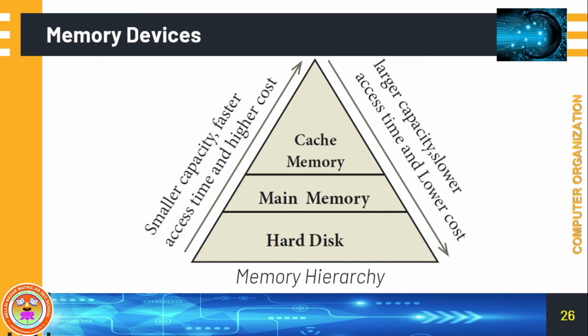Smaller capacity, faster access time, and higher cost means, starting from the hard disk, the next one is main memory and then cache memory. The next one, larger capacity, slower access time, and lower cost, you can follow from cache memory, main memory, and hard disk. That means this triangle represents the cache memory, main memory, and hard disk. With larger capacity, automatically there is slower access time and lower cost.